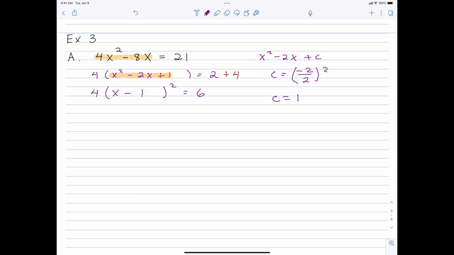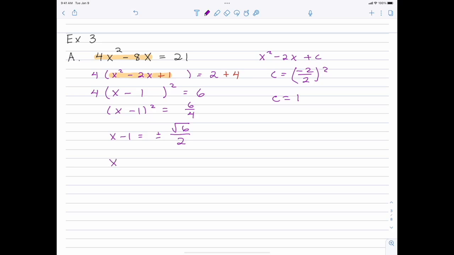So I want to isolate the thing being squared, so I'm going to divide both sides by 4. So I get x minus 1, quantity squared, equals 6 divided by 4. I'm going to leave that as is right now. So let's take the square root of both sides. So I get x minus 1 equals plus or minus the square root of 6 divided by the square root of 4, which is 2.